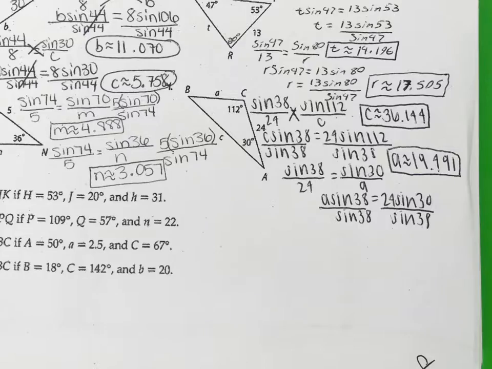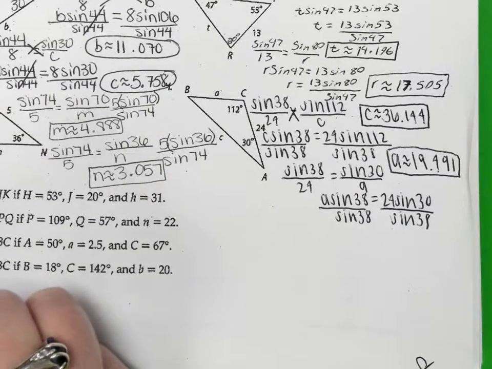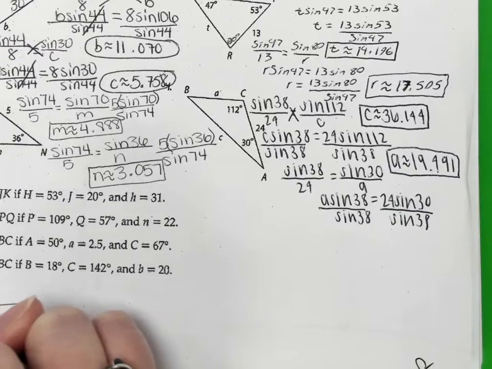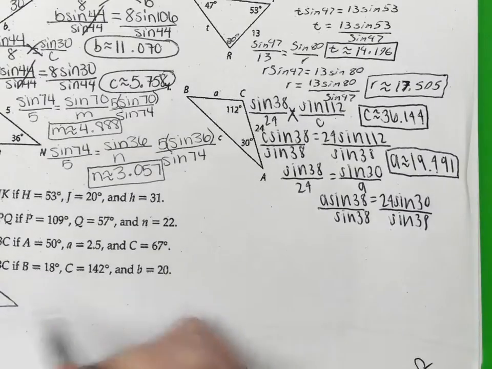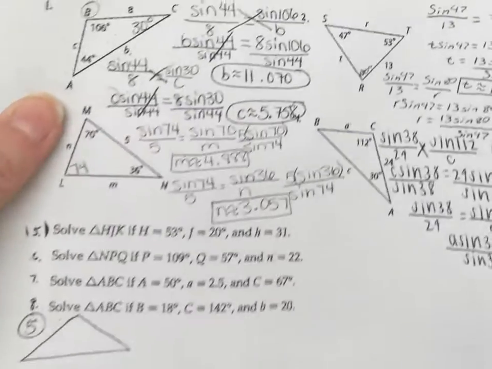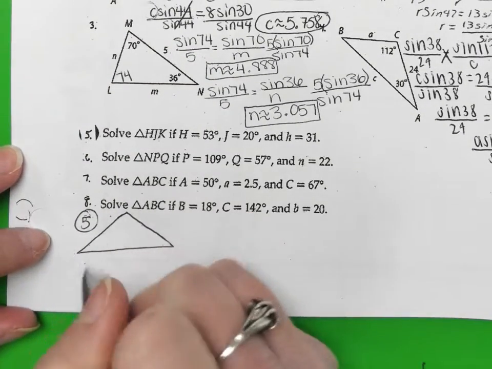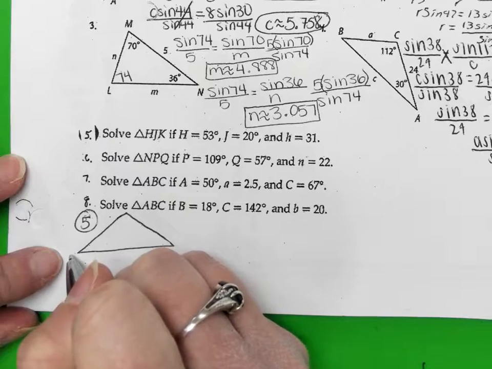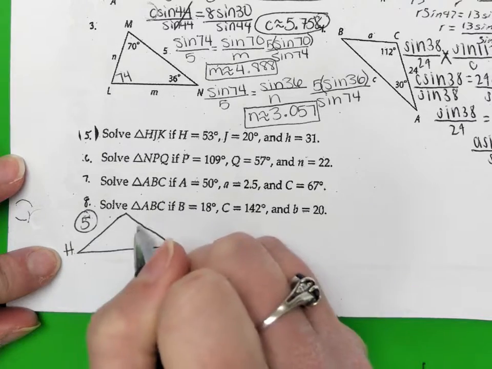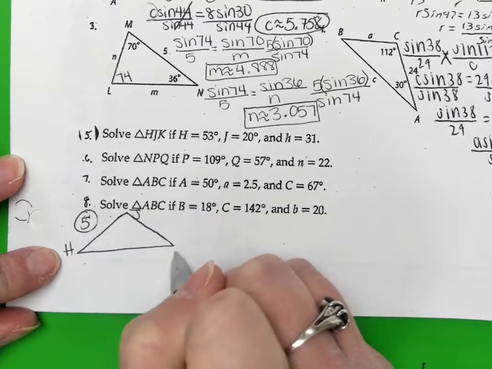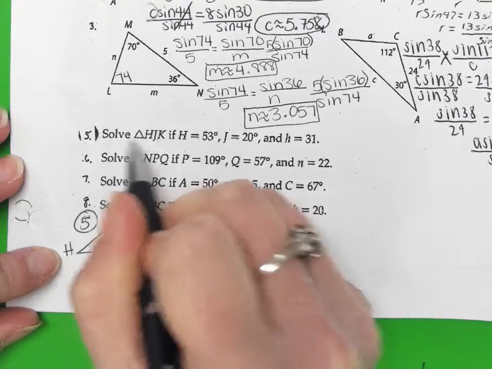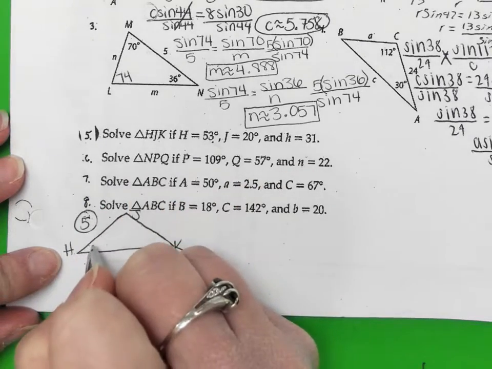You ready? Okay, let's look at number 5. Number 5, you gotta draw a triangle. What kind of triangle are we gonna draw? Scaling. Very good. Alright, so we can label it however you want to label it. What do you want to put here? H. I'm going to put H. Okay. What do you want to put here? J there. Okay. Alright, it tells us that angle H is 53 degrees.